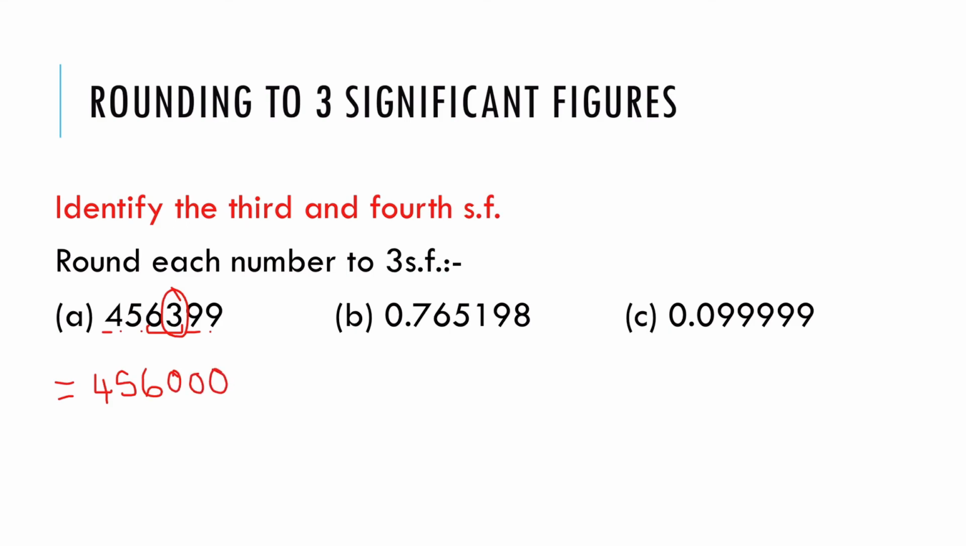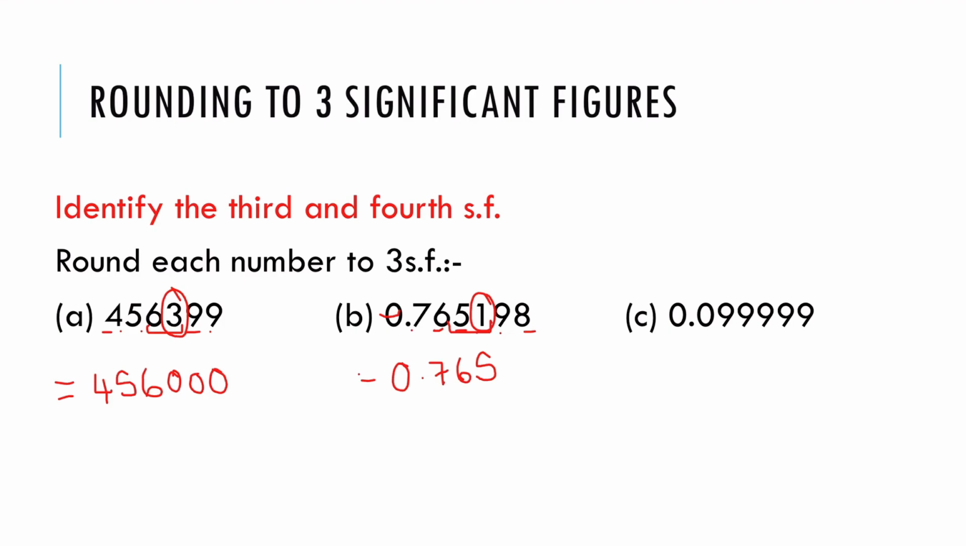In part B, leading zeros don't count. We have 1, 2, 3, 4, 5, 6. So our third and fourth are here. 1 is less than 5, so it keeps the 5 in front the same. 0.765, we do not replace decimals with zeros.